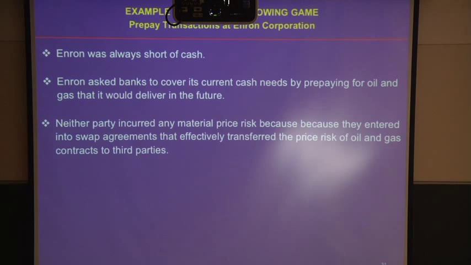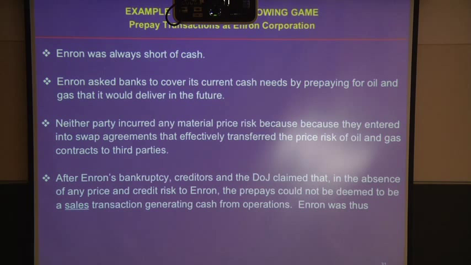Okay. So after Enron goes bankrupt, its creditors, I mean, this was a $60 billion collapse in 3 days. And the Department of Justice claims that in the absence of any price and credit risk to Enron, the prepays could not be deemed to be a sales transaction generating cash from operations.